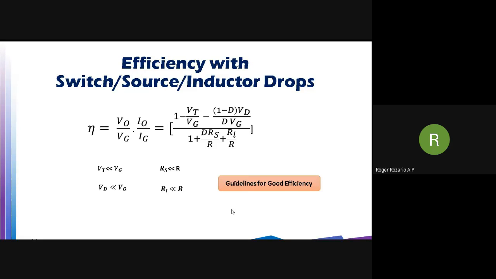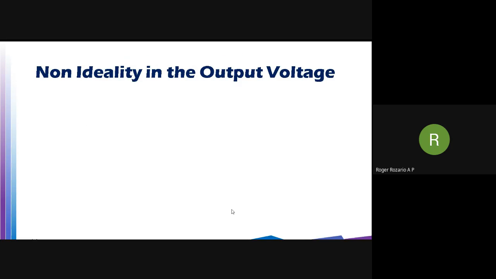The last non-ideality is the non-ideality in the output voltage. The output voltage, we assumed it to be continuous constant for an ideal converter, but it is not continuous constant. There will be some ripples in the output voltage in the converter. So we will derive an expression for what amount of ripple is present in the output voltage that will constitute the non-ideality in the output voltage of the converter.